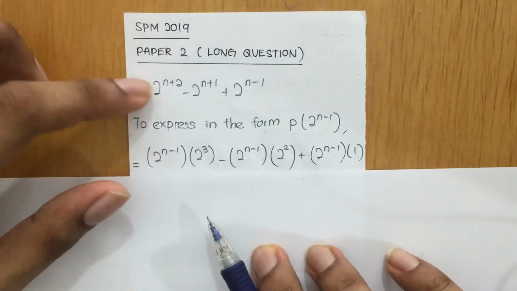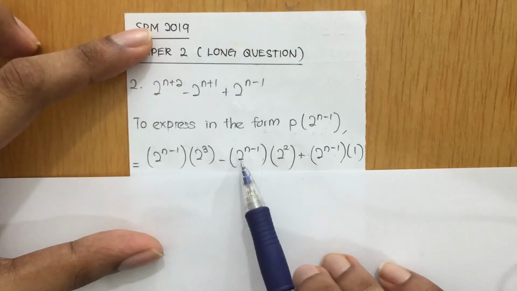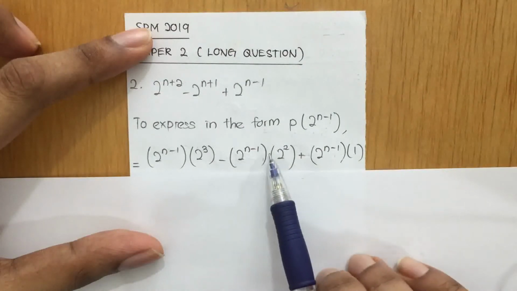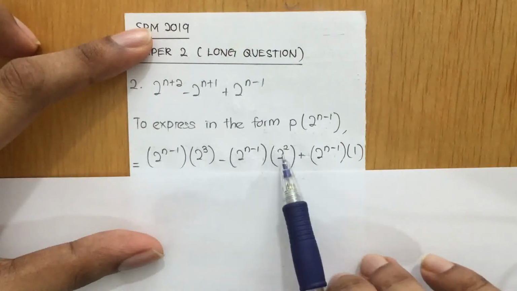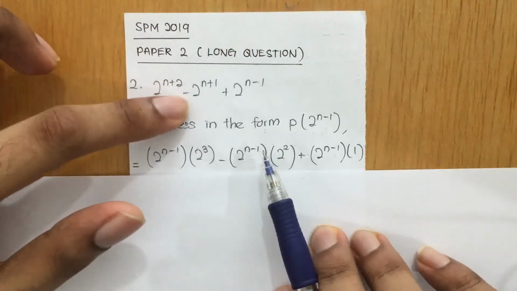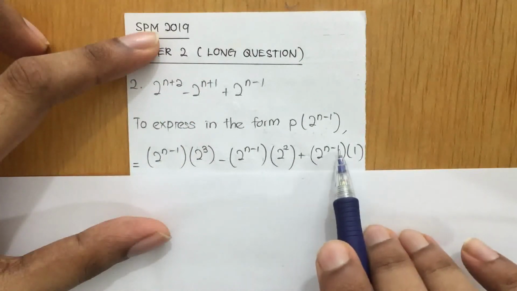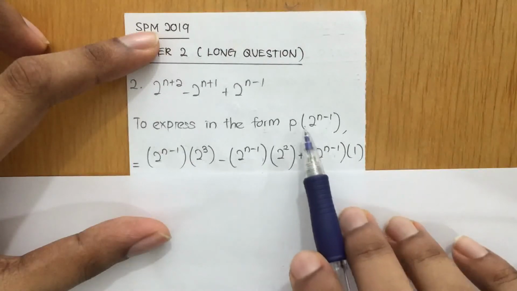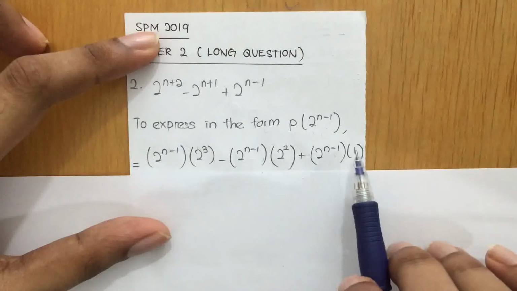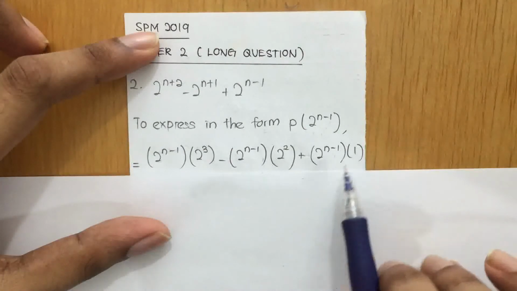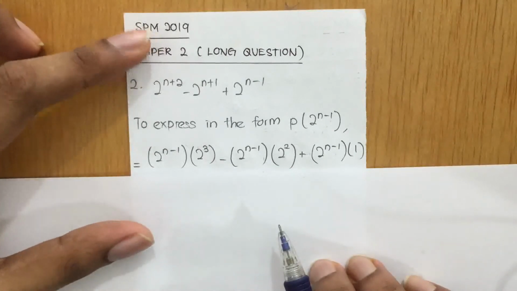The same concept you apply for the other terms as well. Then you minus 2 to the power of n minus 1, and then you times with 2 square, because when you times this, you get back the original term 2 to the power of n plus 1. Then you plus 2 to the power of n minus 1. Since it already satisfies the original form, it remains, and you just have to times with 1. So from here let us continue to the next step.